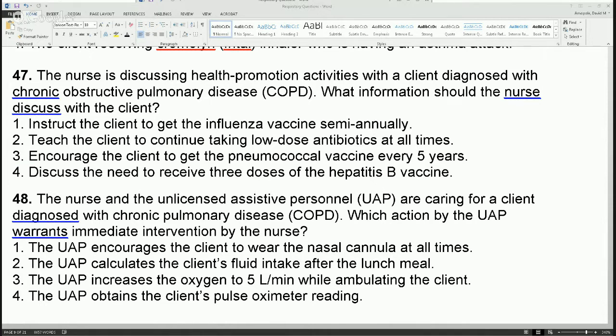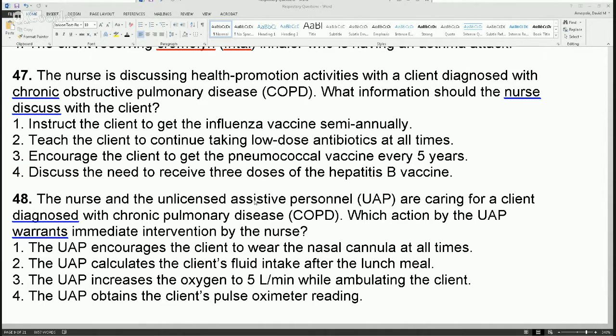No idea. Got to give it a guess. Three. It is 3. Pneumococcal vaccine titers persist for most adults for 5 years. The vaccine protects against pneumonia, and clients with COPD should receive it to prevent lung infections.